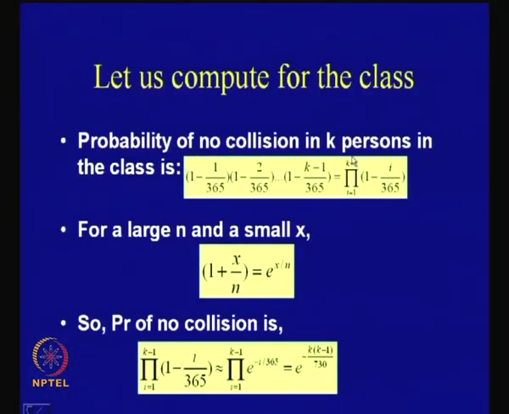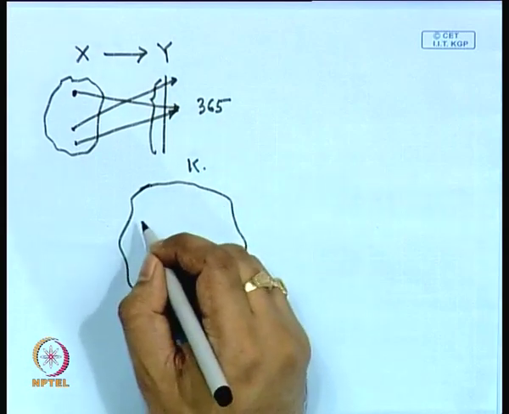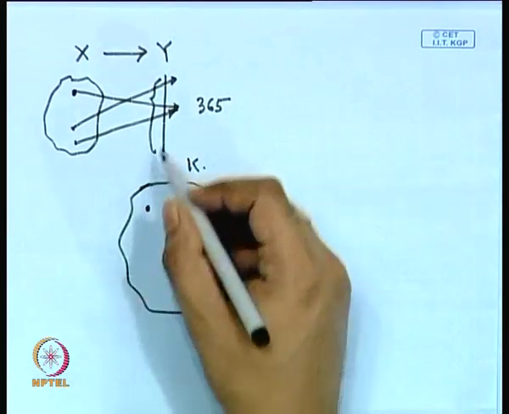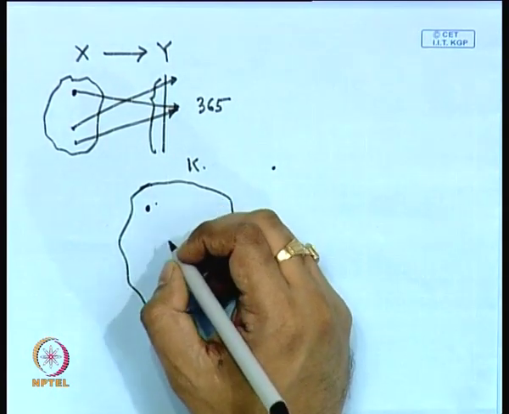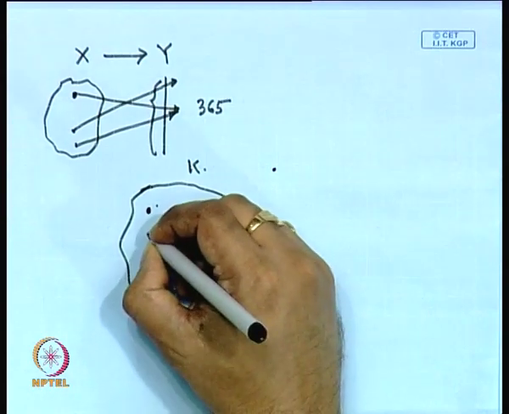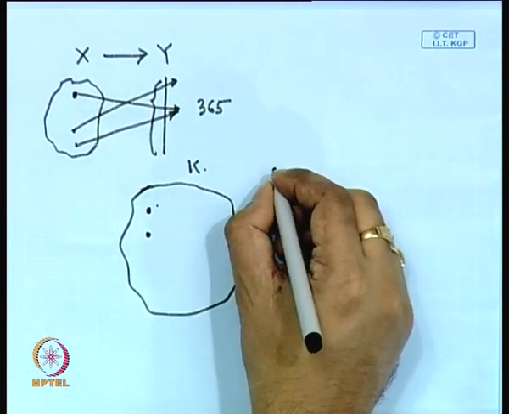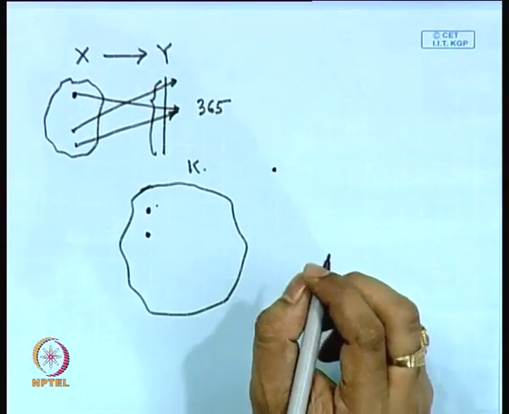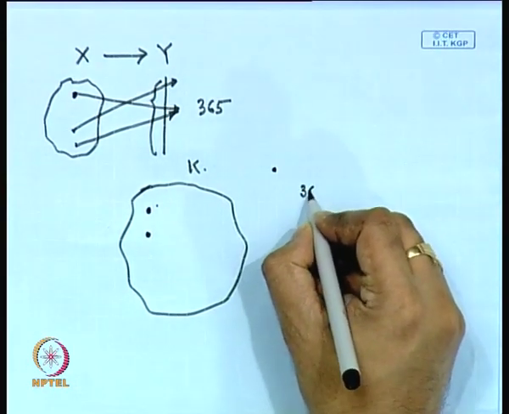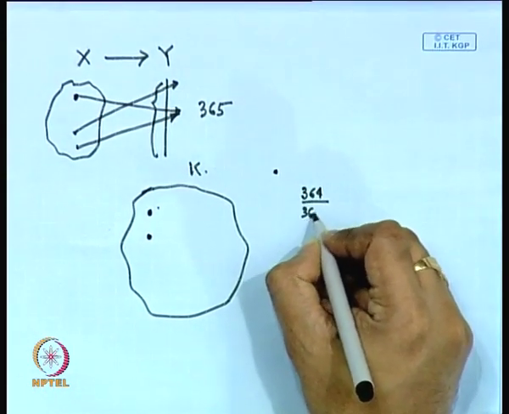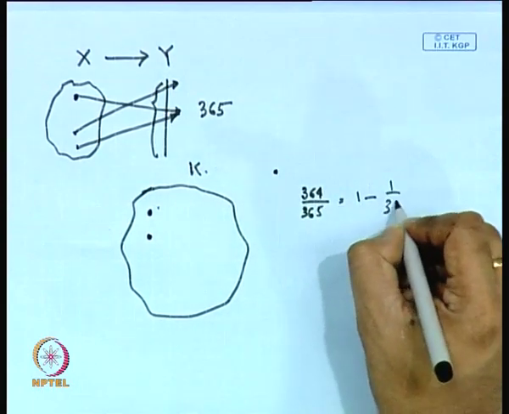Let us first find the probability of no collisions among these k persons. If there are k persons in the class, and the first person is mapped to a particular date, that is, born on a particular day, then for no collisions the second person should not be born on this date, right? So from 365 days, he can be born on 364 days. So this is 364 divided by 365, or 1 minus 1 by 365.